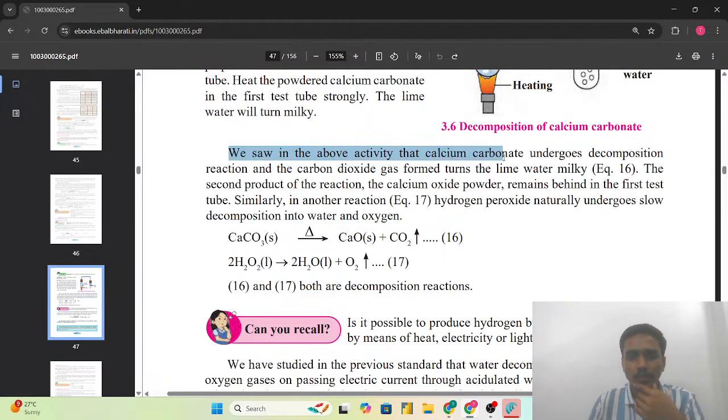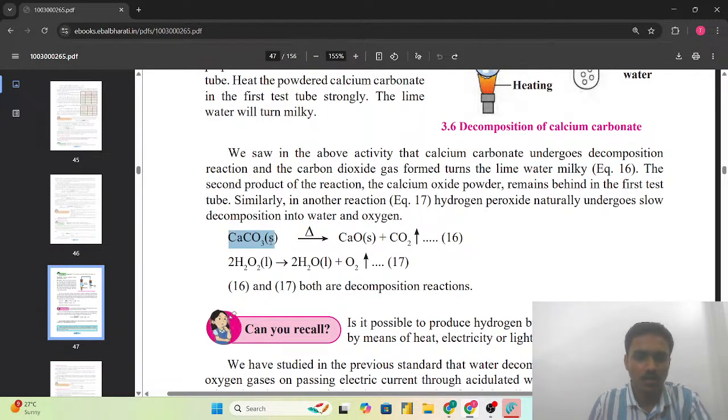So we saw in the above activity that the calcium carbonate undergoes decomposition reaction and carbon dioxide gas is formed, which turns the lime water milky. The second product of the reaction, that is the calcium oxide powder, remains behind in the first test tube. Similarly, in another reaction, hydrogen peroxide naturally undergoes slow decomposition into water and oxygen.